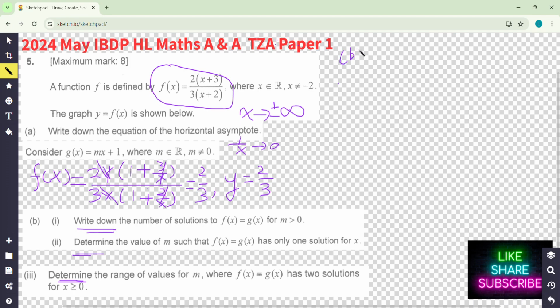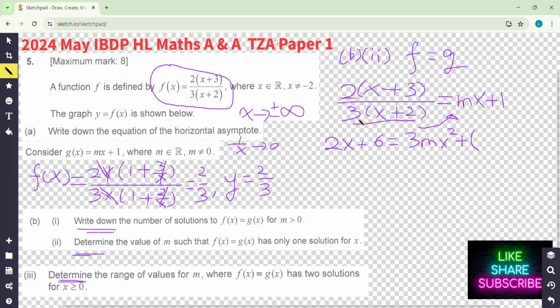Okay, B2 said that the solution. So we have to solve f equals g, right? Explicitly, really write them down. Okay, so 2x plus 3 over 3x plus 2 equals mx plus 1. And then move the thing up for multiplication and then expand them. So the left hand side we have 2x plus 6. Remember, easy to have a careless mistake. Really be careful.